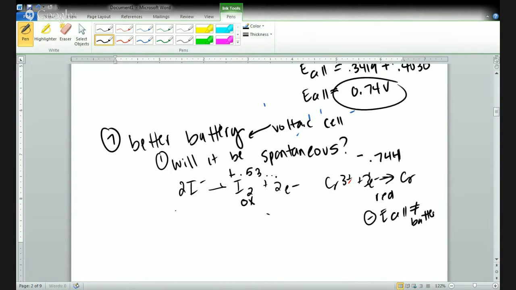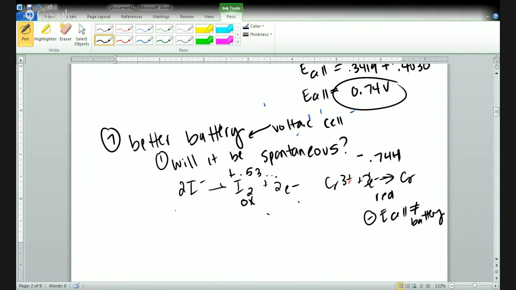Because in order for me to make a battery, I have to be able to create electricity. I have to be able to create positive voltage. And because when I do this reduction minus this oxidation, it ends up being a negative number, that would not actually make a battery at all. So this would not be a spontaneous battery. So question number one, reaction one, is the only one that would make a battery. So that's why the answer is A for this question.